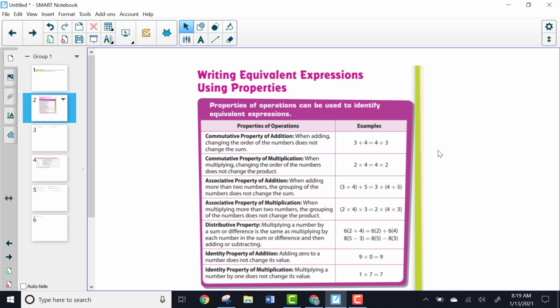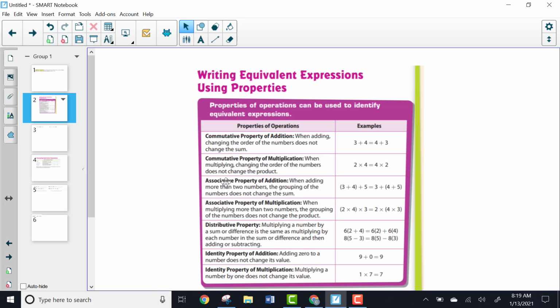Also, the commutative property of multiplication, same idea. When multiplying, changing the order of the numbers does not change the product. I've talked about this throughout math this year. So 2 times 4 equals 8, and 4 times 2 equals 8. Even though they're ordered differently, 2 times 4 is equivalent to 4 times 2. So you can see commutative property, commutative property.